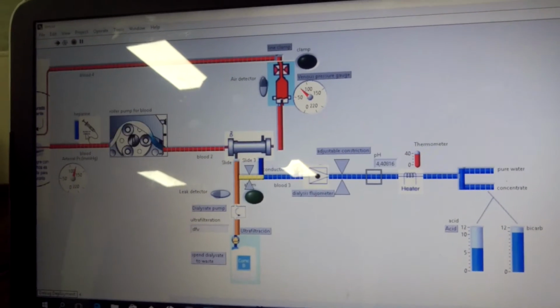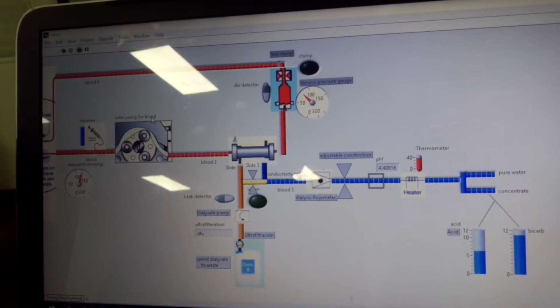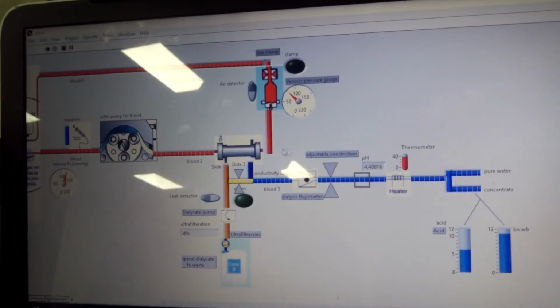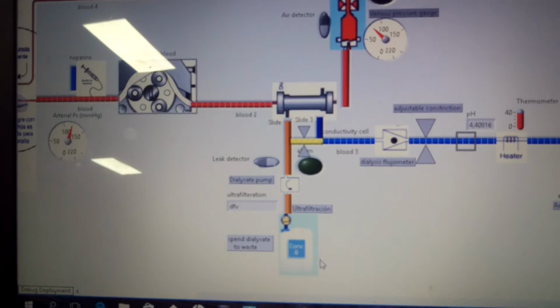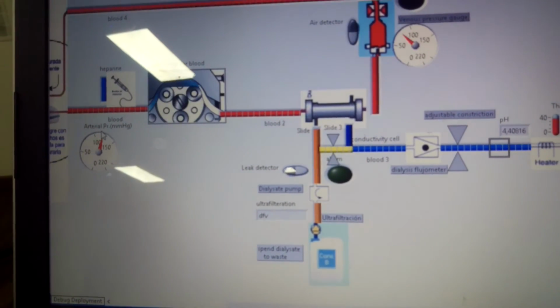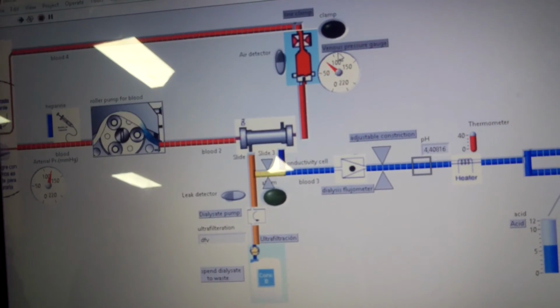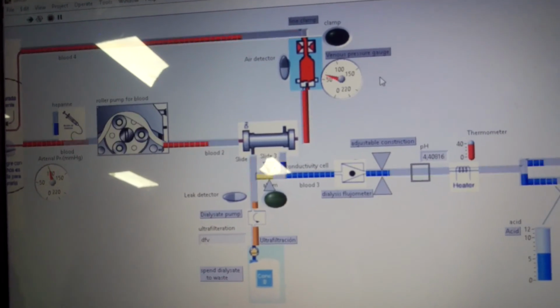And okay, this is the roller pump that takes the blood at a controlled pressure from the filter. Okay, then we can find the arterial pressure in normal range, and the venous pressure in normal range also.